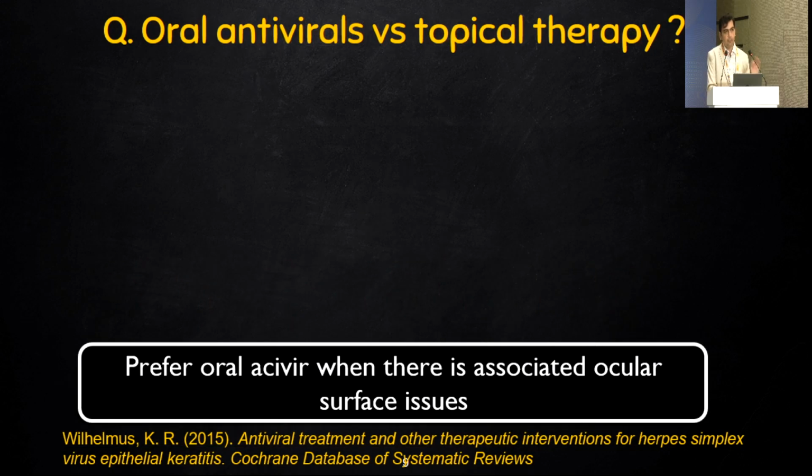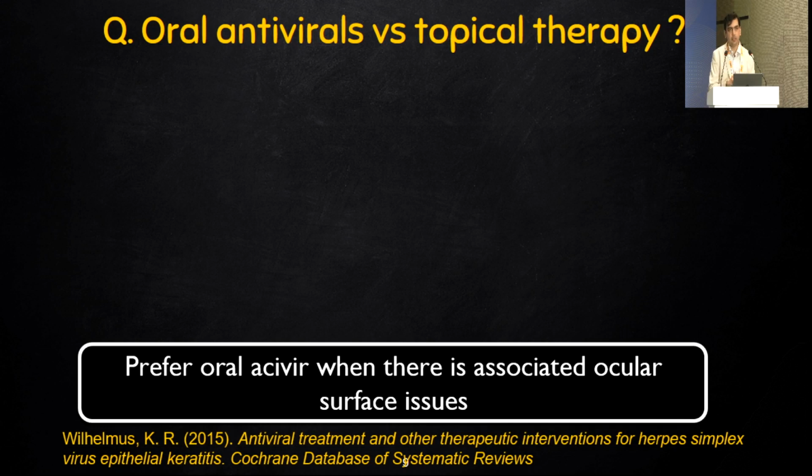Now, you prefer oral Acivir where there is an associated ocular surface issue in the patient, where you expect that there is some neurotrophic component. If it's a graft, then definitely oral Acivir would be preferable. So wherever you feel there is a dry eye component, or the patient has severe MGD associated, you prefer oral Acivir.